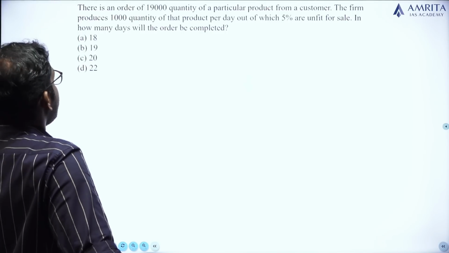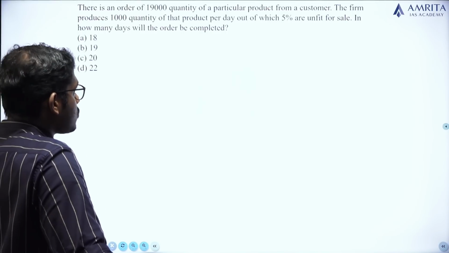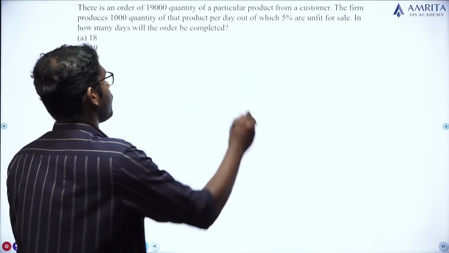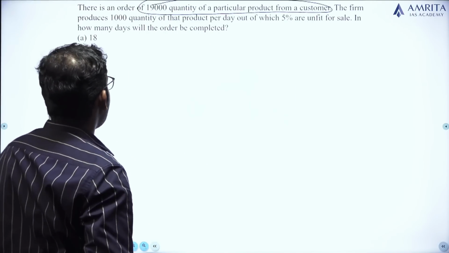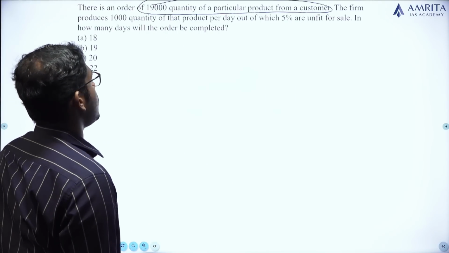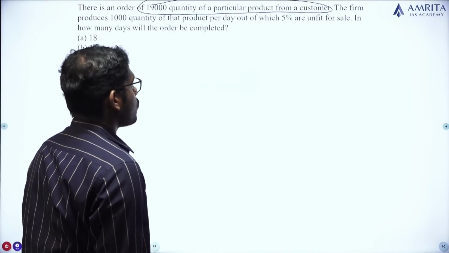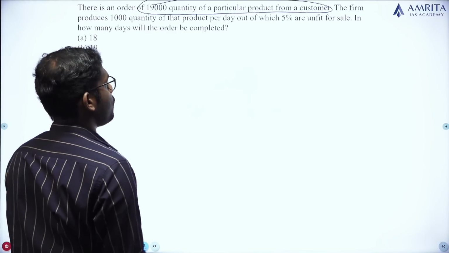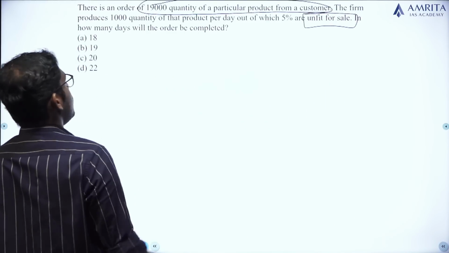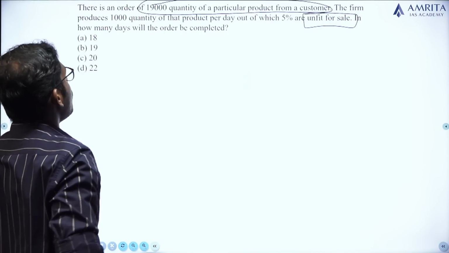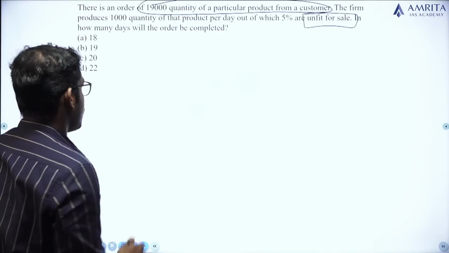Next one. There is an order of 19,000 quantity of a particular product from a customer. Okay. The firm produces 1,000 quantity of that product per day, out of which 5% are unfit for sale. In how many days will the order be completed?